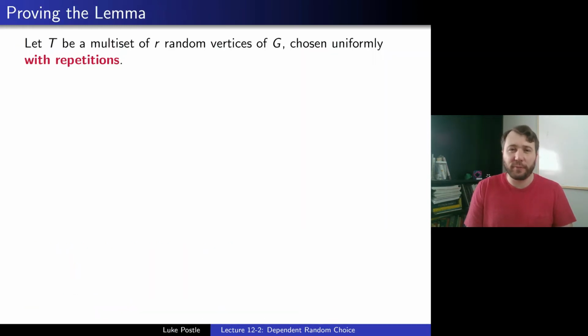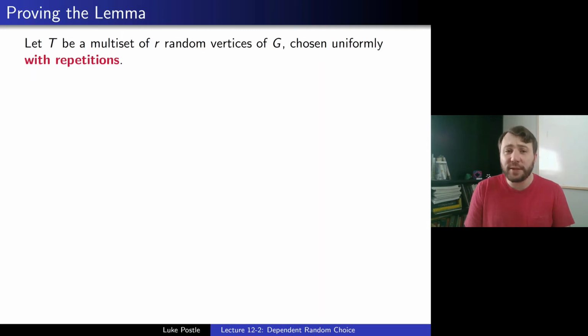On to the proof. So we're going to let T be a multiset of r random vertices of G chosen uniformly with repetitions. So instead of just randomly choosing our A0, we're going to apply this idea of randomly choosing a set and then choosing their common neighbors. And the strange thing here is we're going to allow repetitions. That's, in some sense, to smooth the analysis. It doesn't make maybe too much difference, but it's quite a nice idea. So we're going to choose our random vertices, but with repetitions, so each vertex could be chosen more than once.